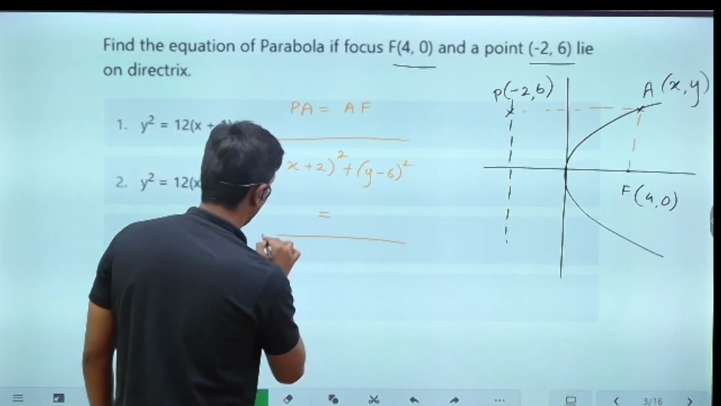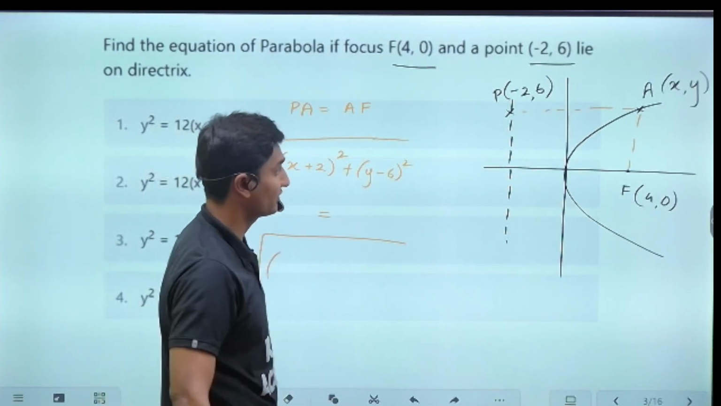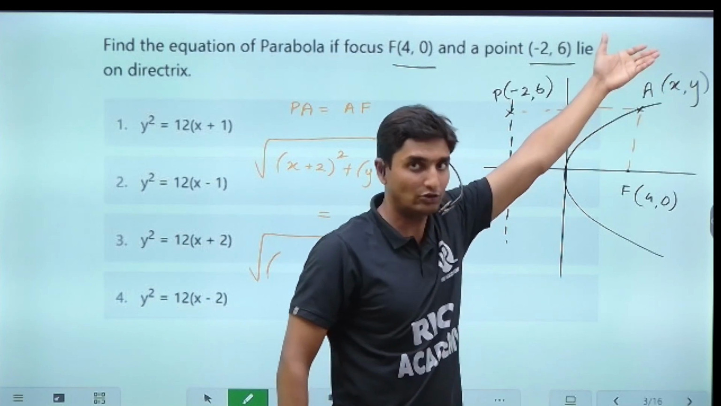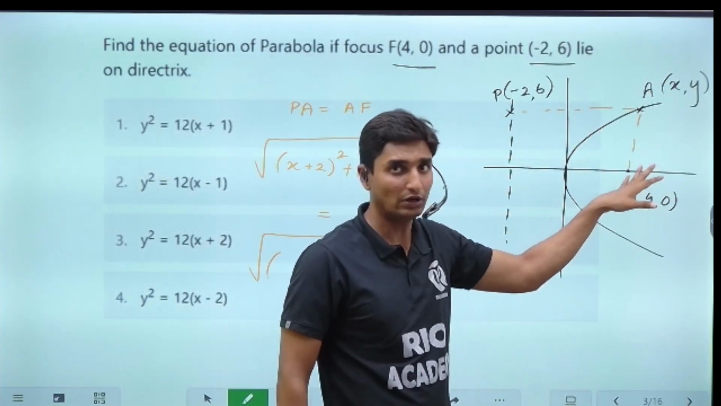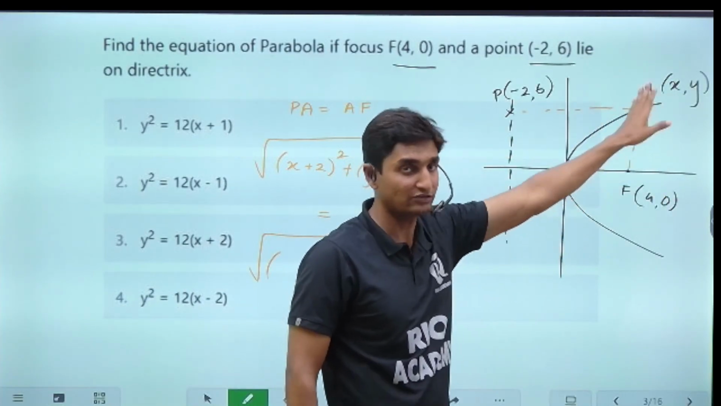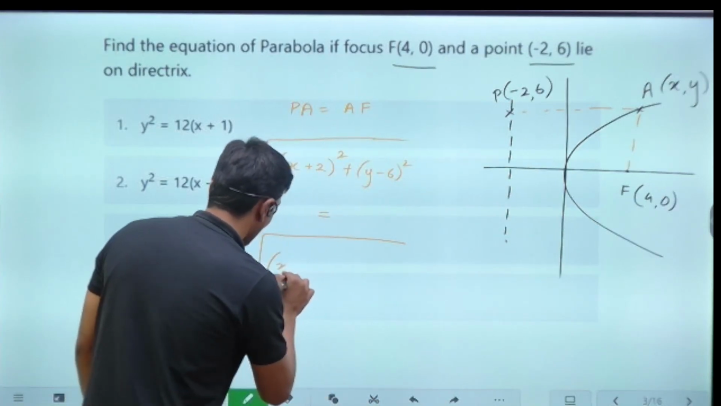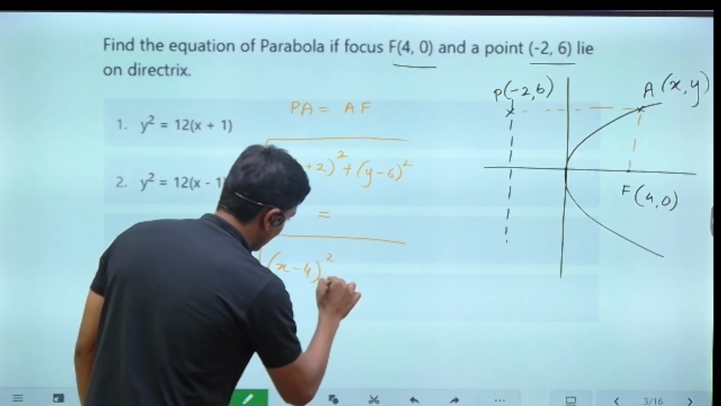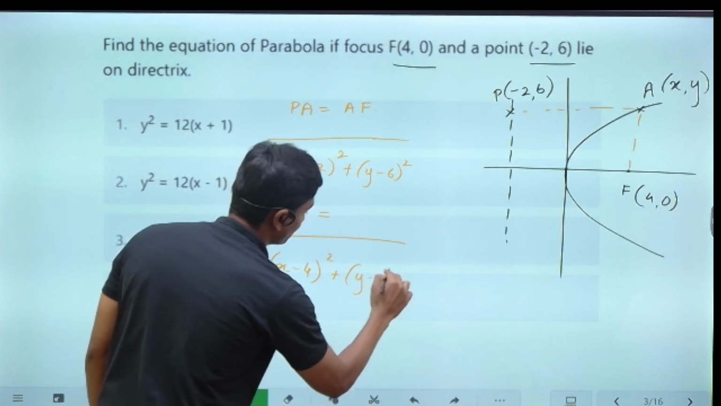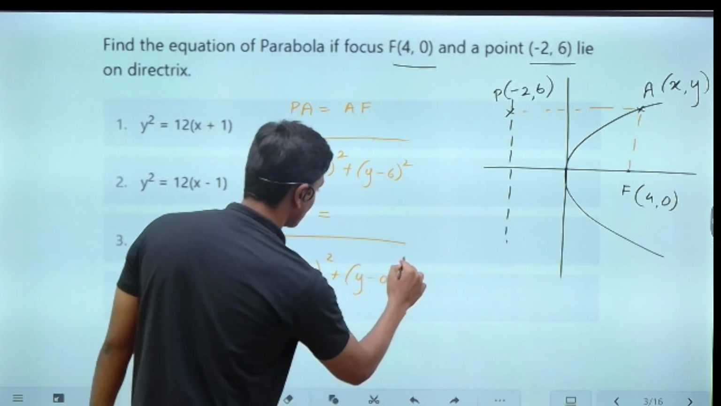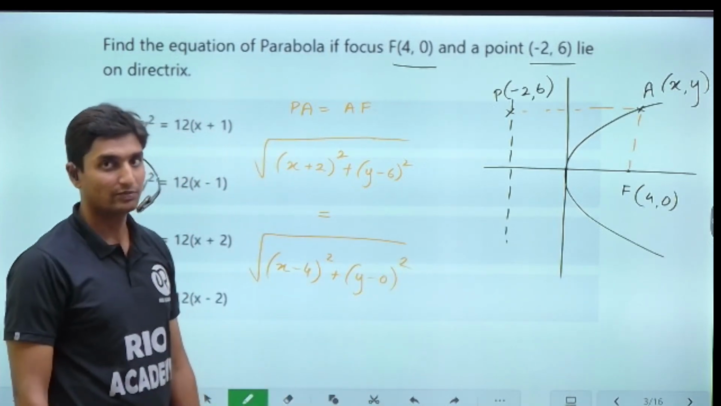So the distance between 2 points is given by root of (x2 minus x1) whole square plus (y2 minus y1) whole square. X2 we'll take to be x. You can take 4 first if you want, but nonetheless that will be easier here. Square root of (x minus 4) whole square plus (y minus 0) whole square. Now you have to simplify this.